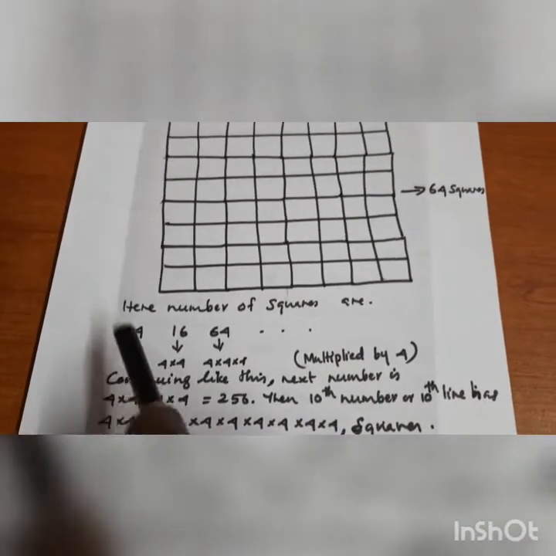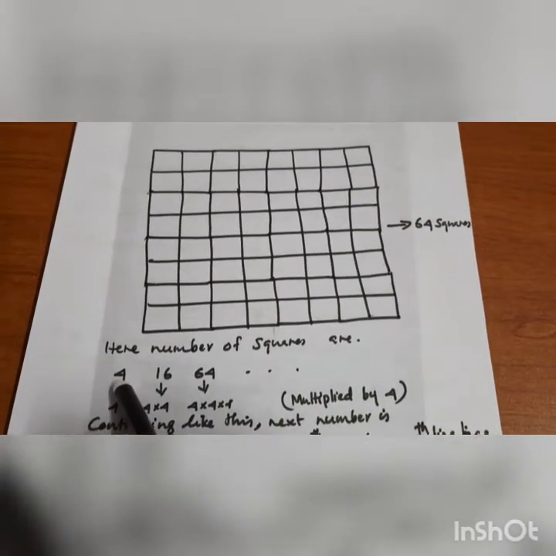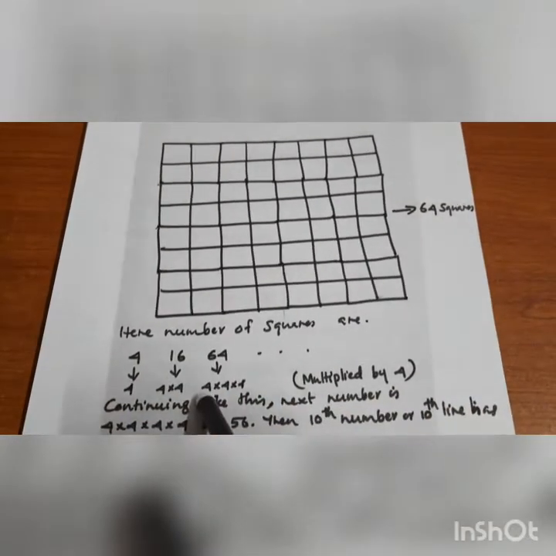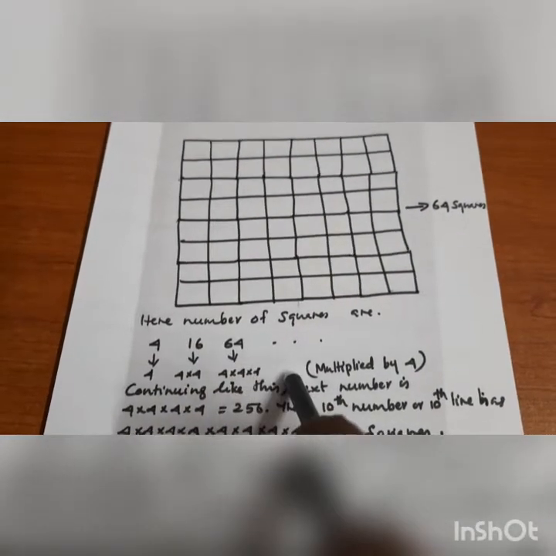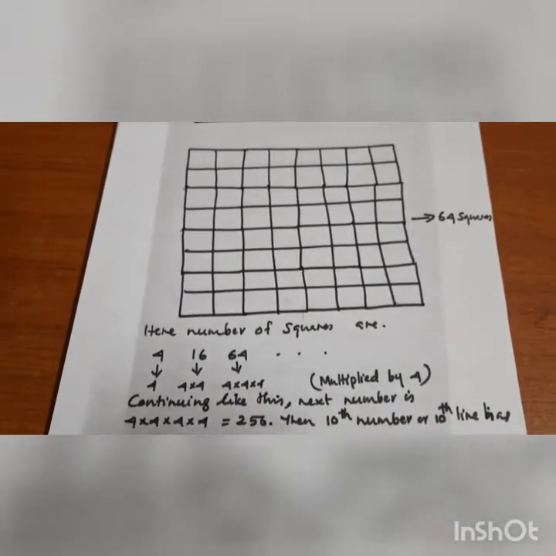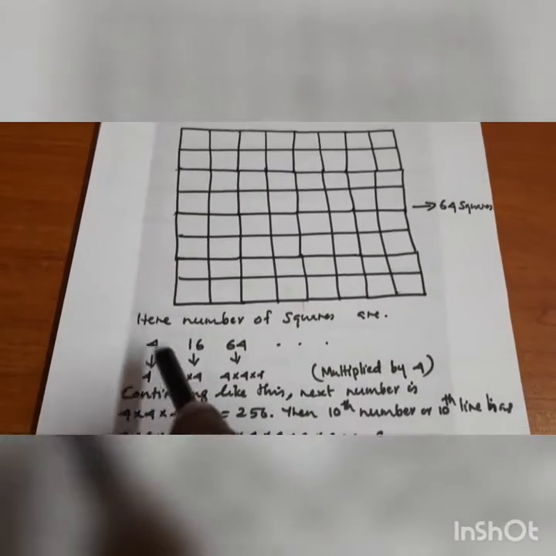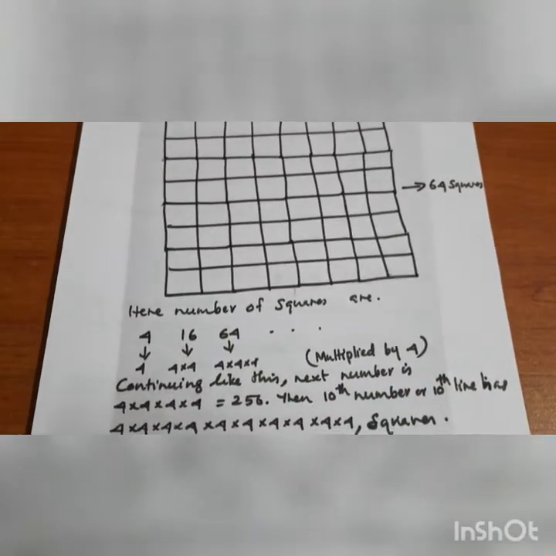Therefore, the first number is 4. In the second pattern, it is 4 into 4. The third number is 4 into 4 into 4. That is, 4 is multiplied 3 times. The first 4 is not multiplied, or multiplied 1 time. In the second, multiplied 2 times. And the third, multiplied 3 times.